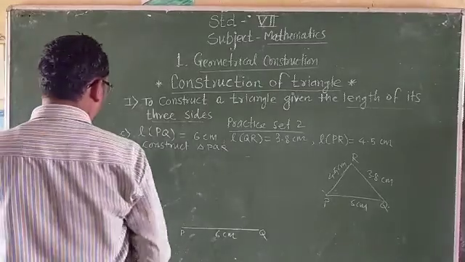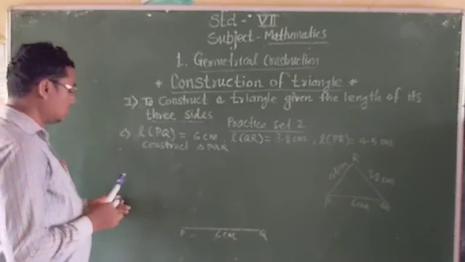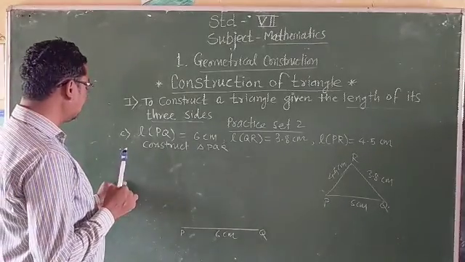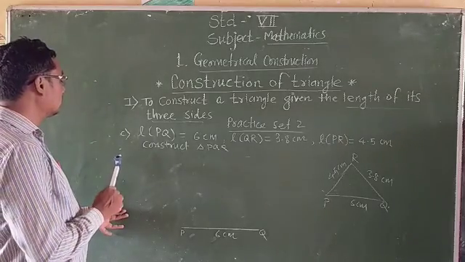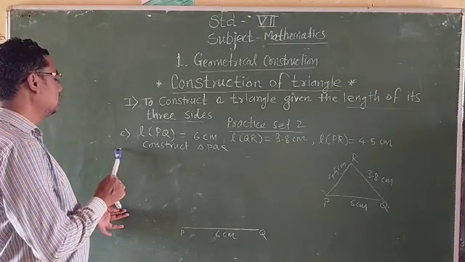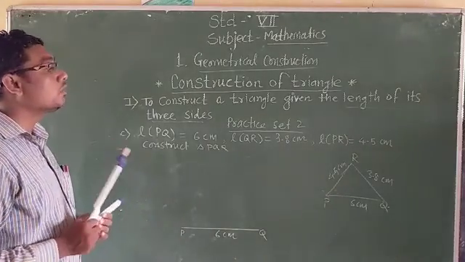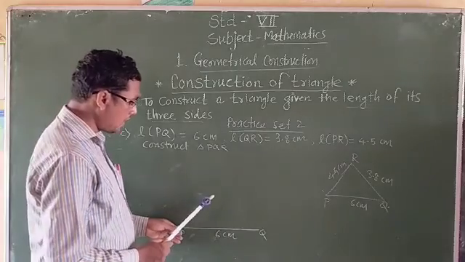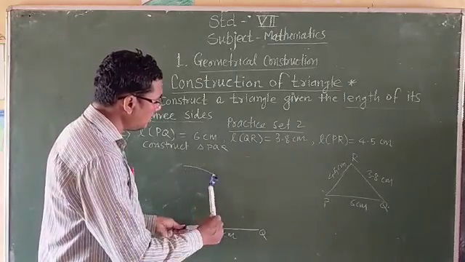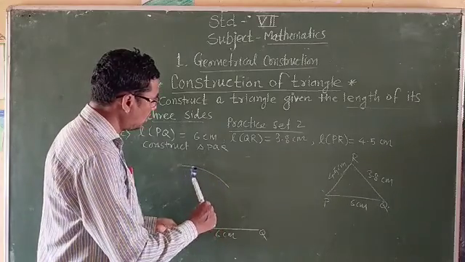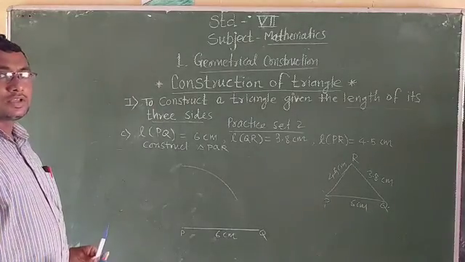Now by using a compass, suppose I am not taking the exact measurement, you have to take the exact measurement. So look here, this is the arc of 4.5. From the point P, you have to mark the 4.5. Mark the arc of 4.5.